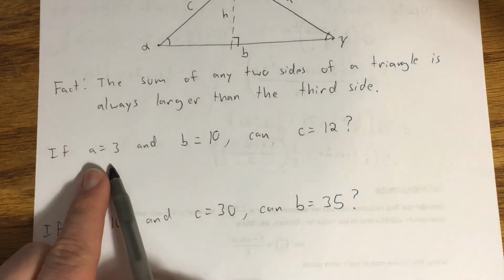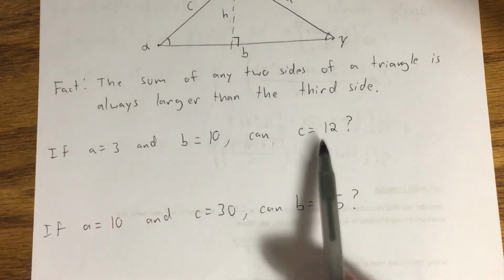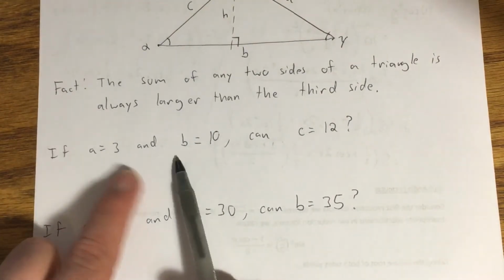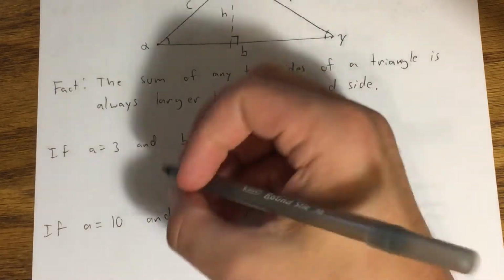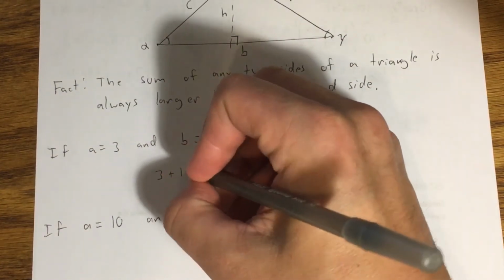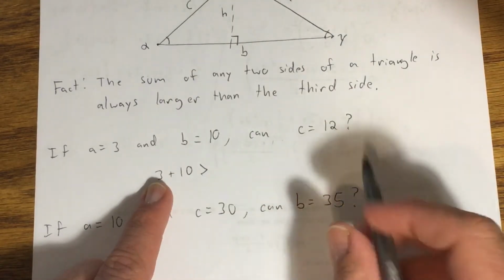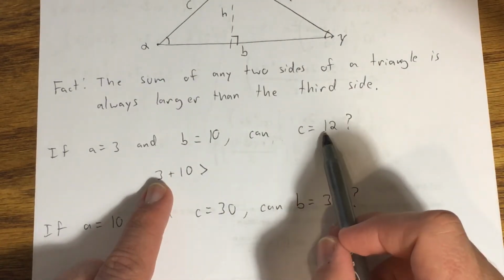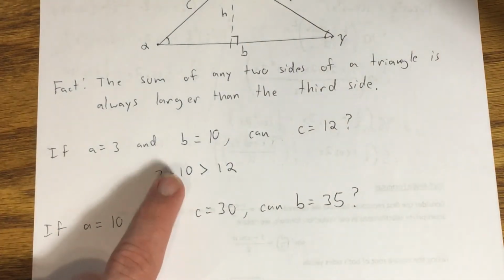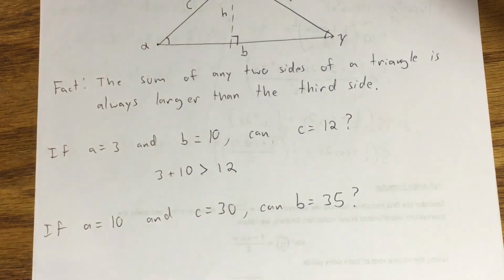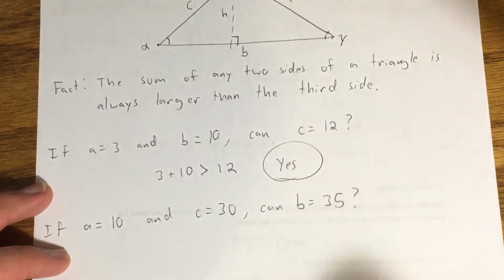If A is equal to 3 and B is equal to 10, can C equal 12? Well, these are two sides of a triangle, and we know that the sum of any two sides of a triangle, 3 plus 10 in this case, always has to be greater than the third side. Is this inequality true? Of course it is. 3 plus 10 is 13, and that's definitely greater than 12. So this does not violate this fact. The answer here would be yes.